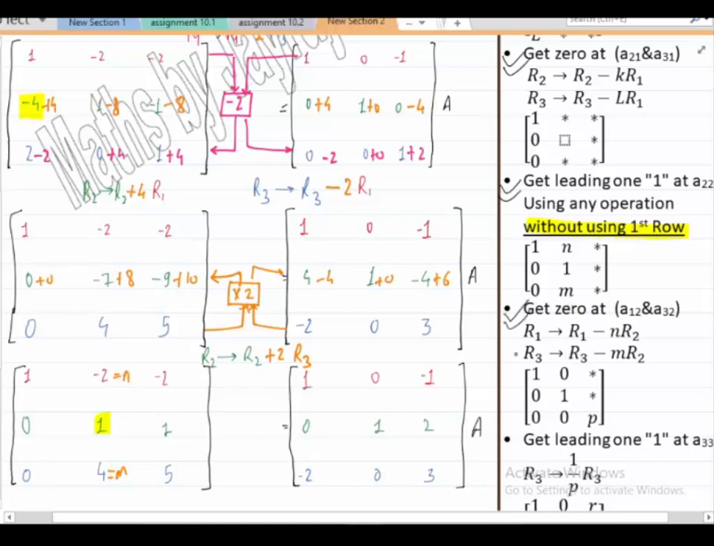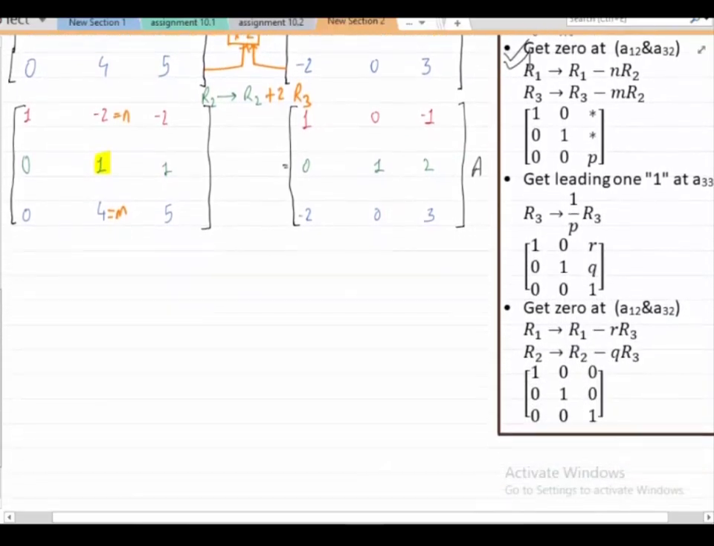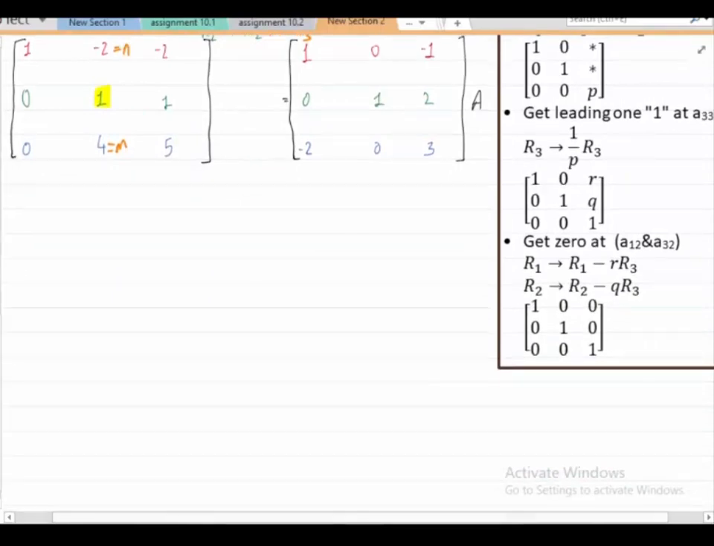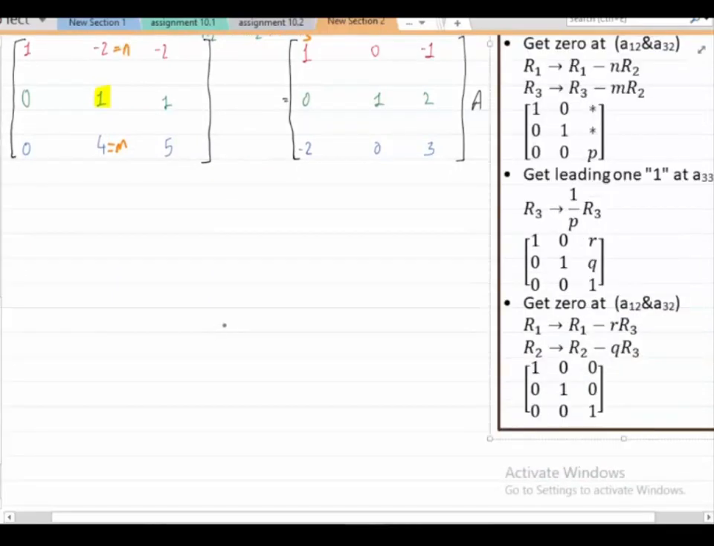Now let's move to the next step, in which we need to get 0 at the A12 and A32 points, by taking the operations R1 gives R1 minus n, or we can say minus 2, so it will be plus 2 R2, and R3 gives R3 minus m, or we can say 4 R2, right? In both processes our second row will be as it is, so let's write it down as it is.